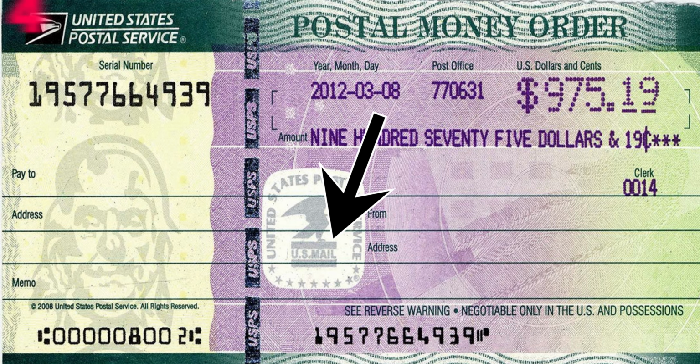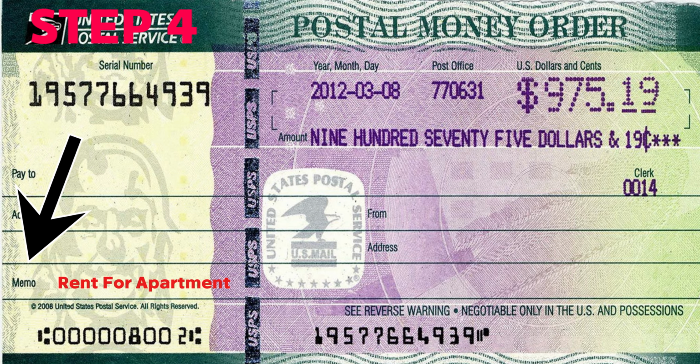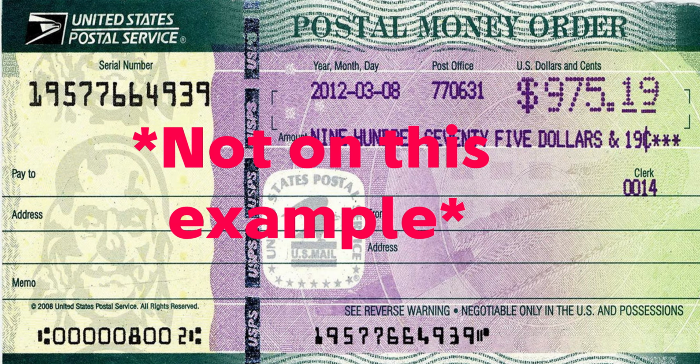Step 4, write a memo. Optional but helpful. On the memo line, write what the payment is for, like rent for your office or something like that. Step 5, sign the front. Sign your name on the front where it says "purchaser's signature." Do not sign the back. That's only for the person cashing it.